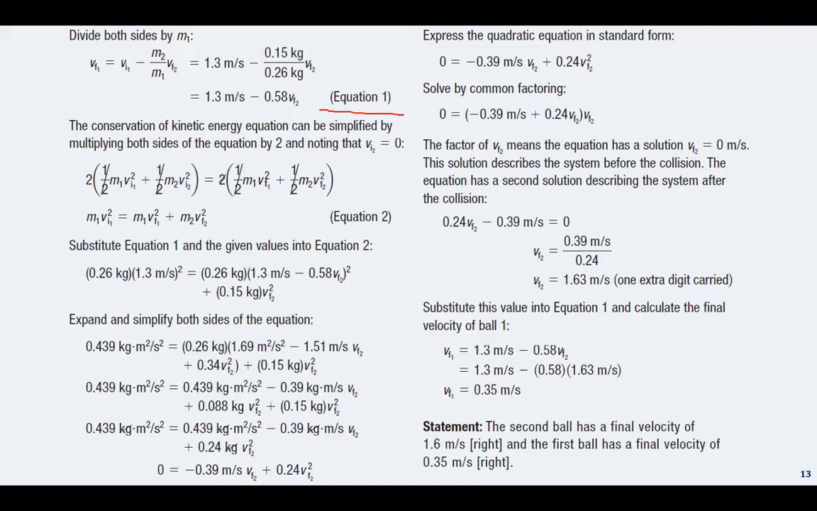Then we can substitute this value into equation number 1 and calculate the final velocity of ball 1, which gives us VF1 equals 1.3 meters per second minus 0.58 VF2. Then VF1 should equal 0.35 meters per second. So the second ball has a final velocity of 1.6 meters per second, direction is to the right. And the first ball has a final velocity of 0.35 meters per second, direction is also pointing to the right.